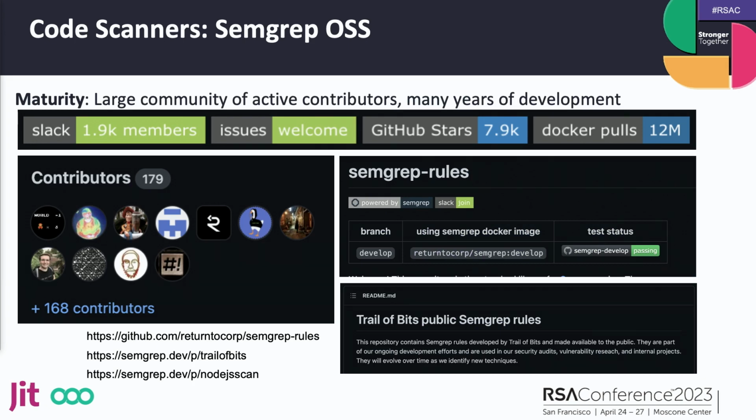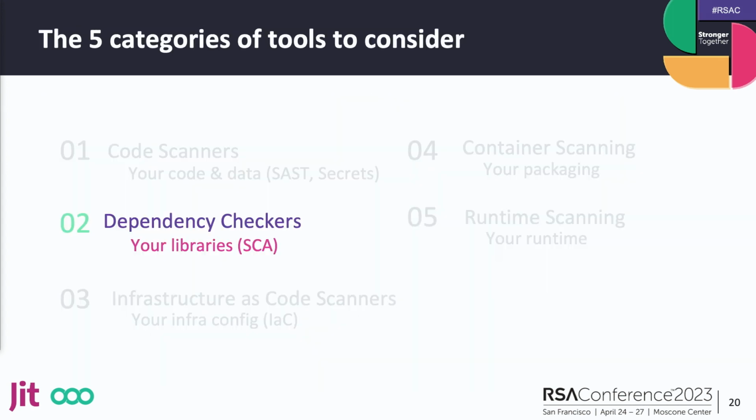Quite popular, so this actually started at Facebook. I think it's a 9-year-old project at this point. There's over 12 million Docker pulls, 179 contributors, and a lot of rules, so it hits that for us. And that's Semgrep in a nutshell. We'll kick it over to dependencies.